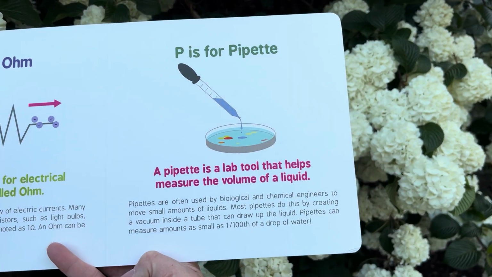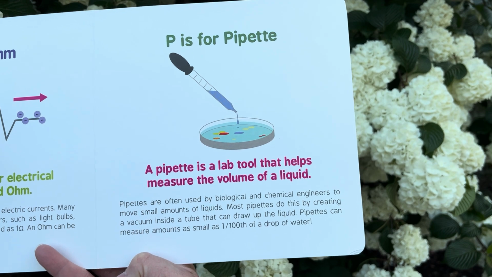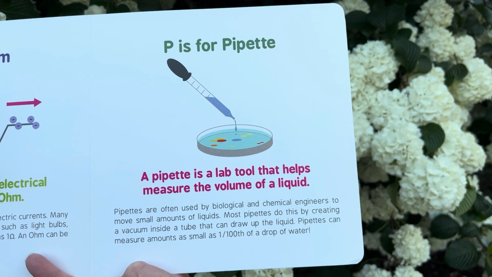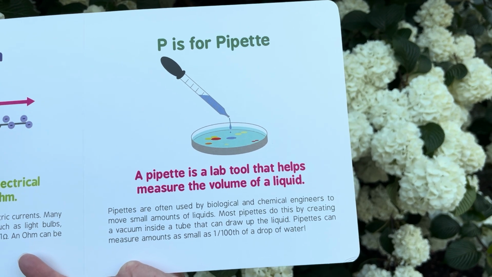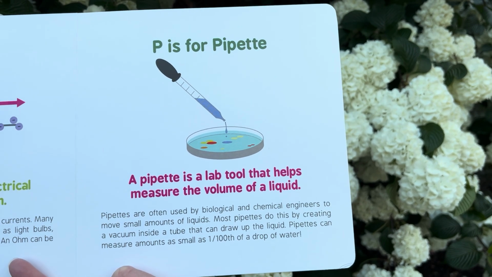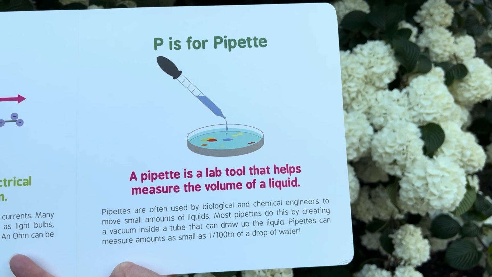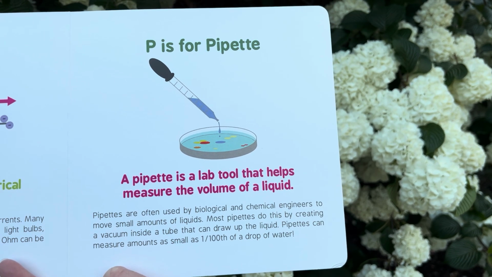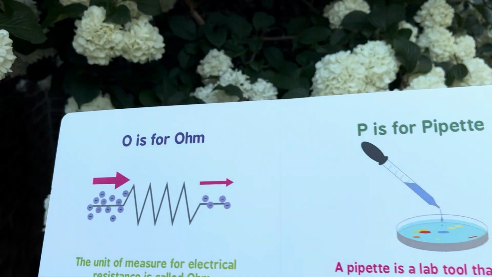P is for pipette. A pipette is a lab tool that helps measure the volume of a liquid. Pipettes are often used by biological and chemical engineers to move small amounts of liquids. Most pipettes do this by creating a vacuum inside the tube to draw up the liquid. Pipettes can measure amounts as small as 1/100th of a drop of water.